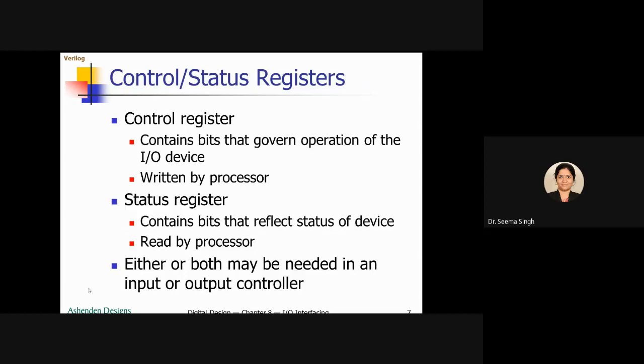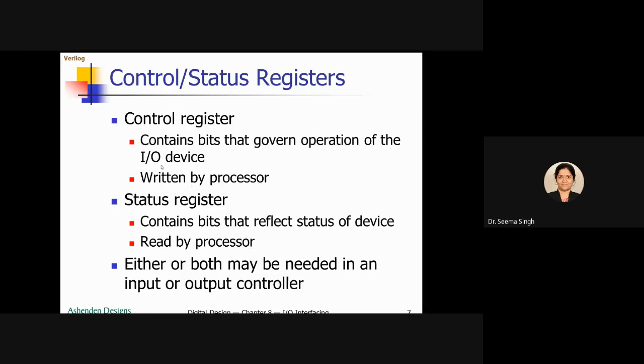So control register, I had given some hint about this yesterday also. Control register has the bits that can govern operation of the IO device. Means what? It is written by the processor and it is controlling your IO controller device.